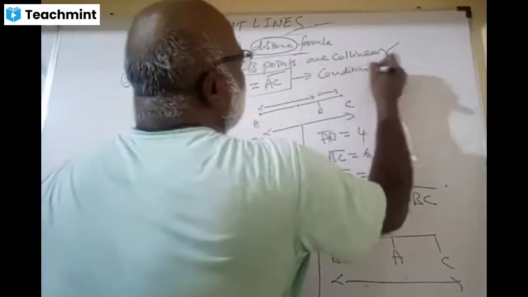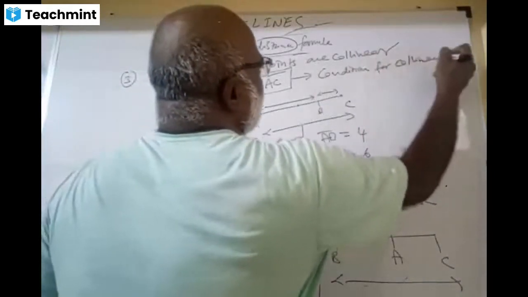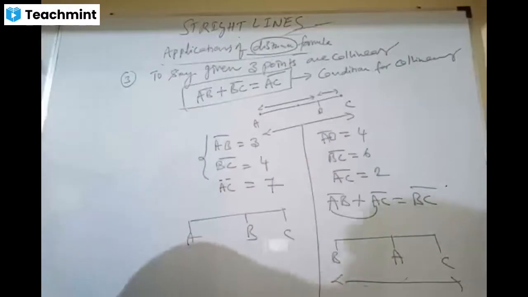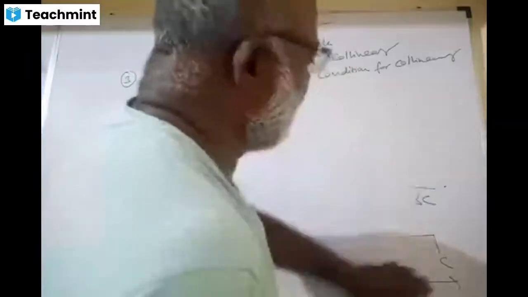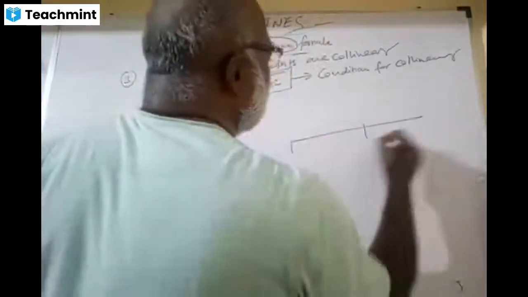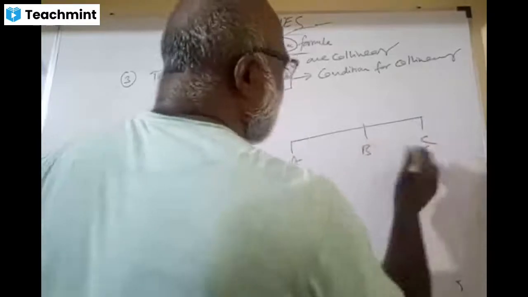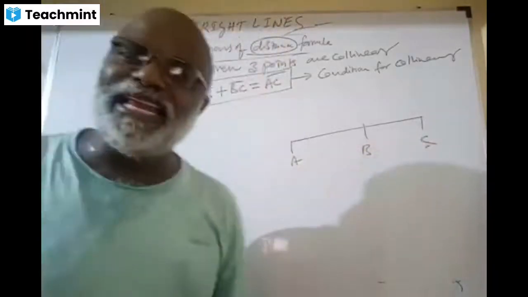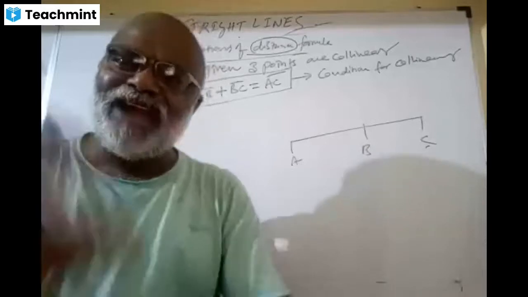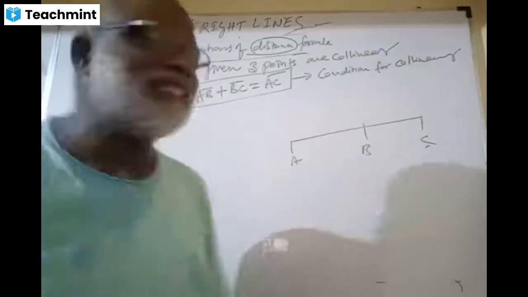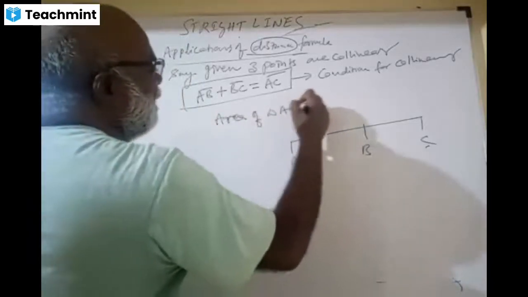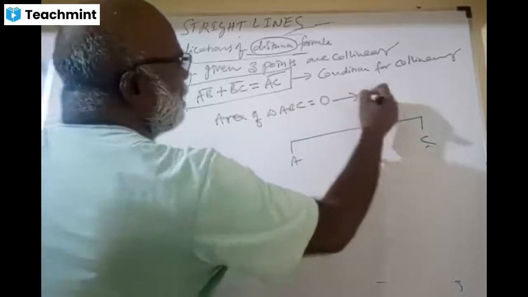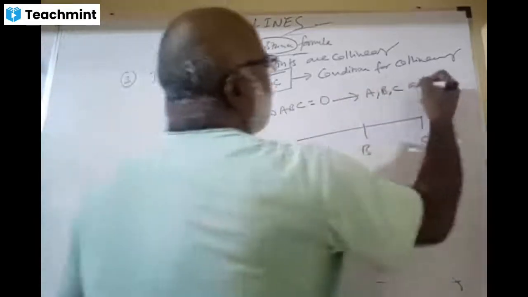Can anybody tell one more condition for collinearity? Sir, area of triangle equal to 0. Brilliant, very nice. If the 3 points ABC are in a line, are you getting a triangle? No, you are not getting any triangle. Can you have an area for a triangle? No. Area is 0. Therefore, if the area of triangle ABC is 0, then also we can call points A, B, C collinear. This also we have in 10th standard.